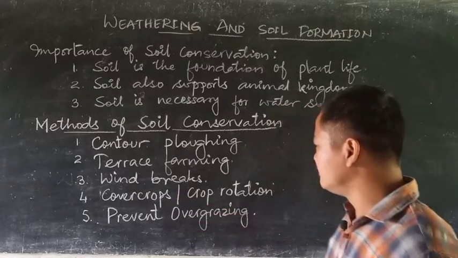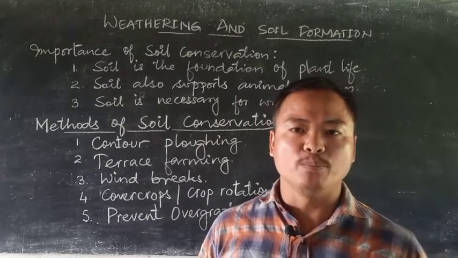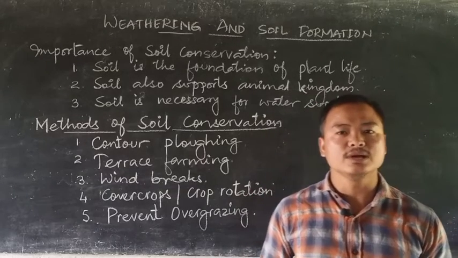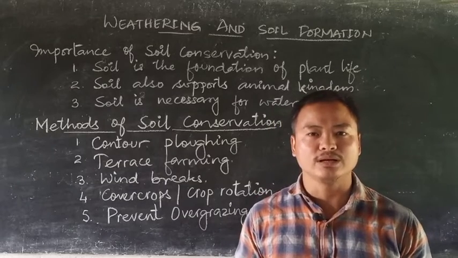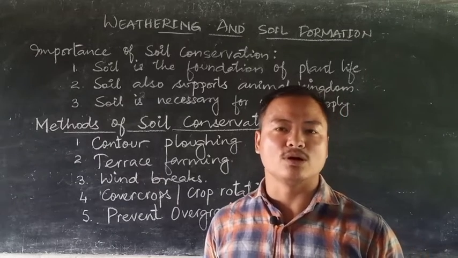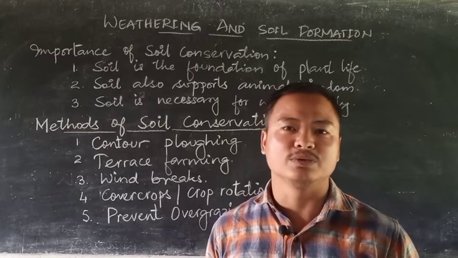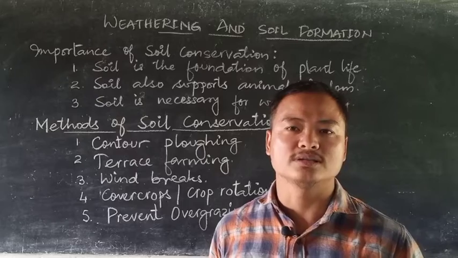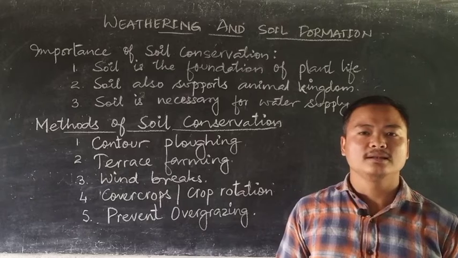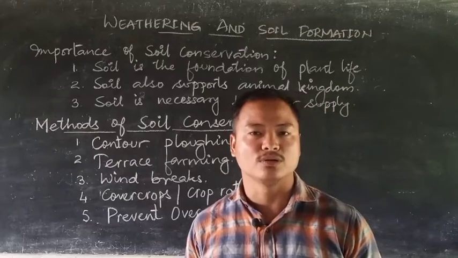The fourth one is cover crops or crop rotation. If we leave a land barren or open without any crops, there is a maximum chance of erosion by wind or water. So when the main crops have been grown and harvested, the land which remains open should be planted with some other crops, known as cover crops, that will also keep the soil fertile without exhausting it. Such crops are known as cover crops or crop rotation.